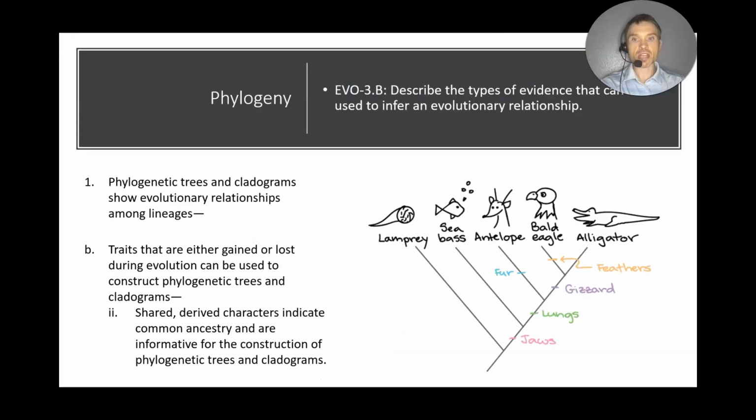Traits that are either gained or lost during evolution can be used to construct the phylogenetic trees and cladograms. These shared derived characteristics indicate a common ancestry that are informative for the construction of phylogenetic trees and cladograms. And so we need to look at these characteristics such as fur, gizzard, feathers, whatever it be, and that allows us to build these phylogenetic trees as we had just shown you.